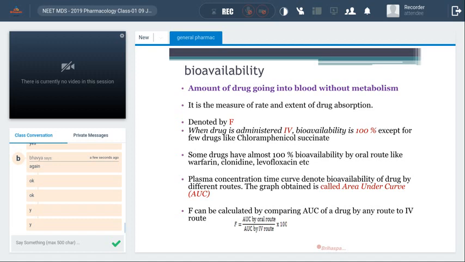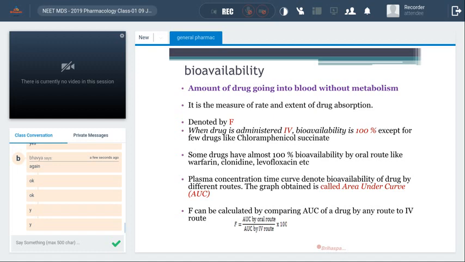And I told you with oral, most of the times bioavailability is less. But there are some drugs which have 100% bioavailability even when given by oral route. These are the exceptions, which means they are not destroyed by stomach wall or intestinal wall or the liver. Examples for that are warfarin, clonidine, and levofloxacin. Okay, warfarin, clonidine, and levofloxacin.